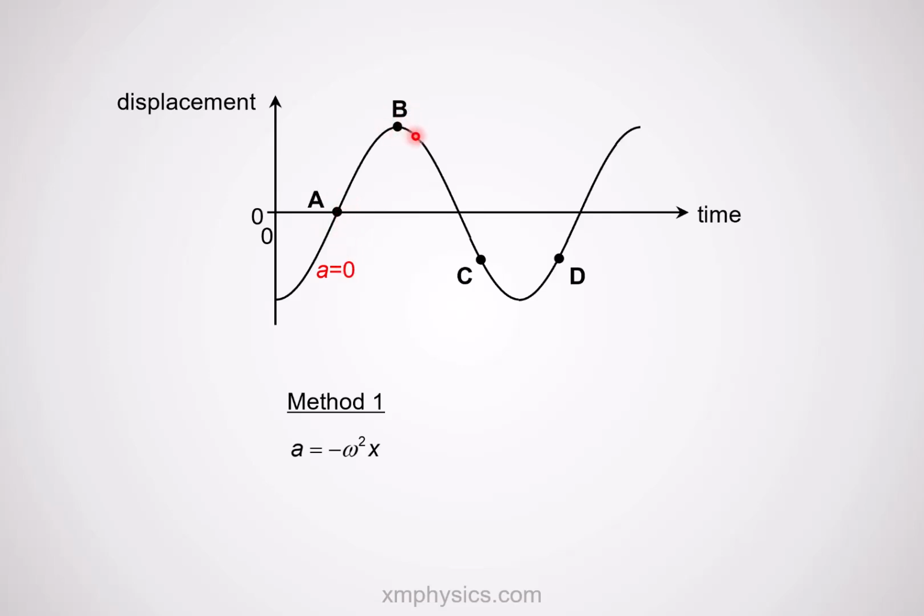What is the acceleration here? Negative. Because we have a positive displacement here, so the acceleration has got to be negative. What about here? Displacement is negative, so acceleration must be positive. And it's the same thing here.